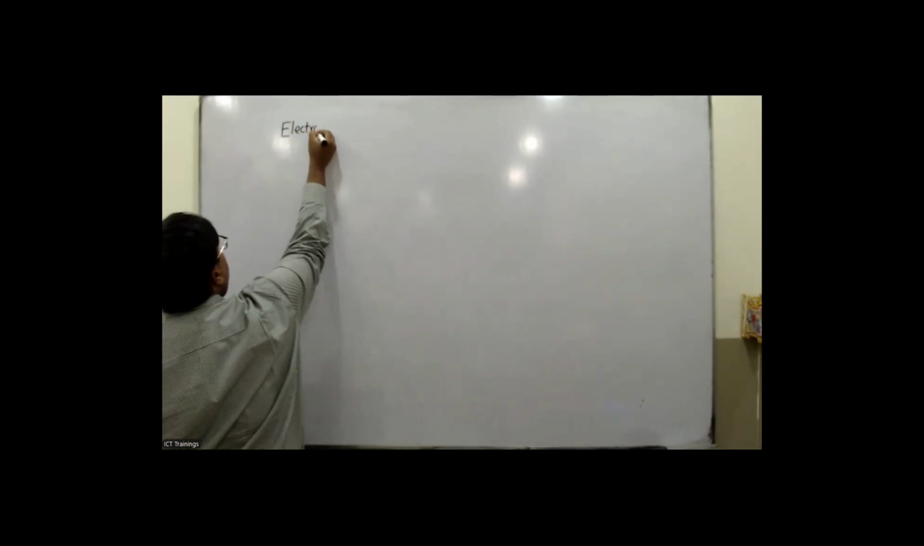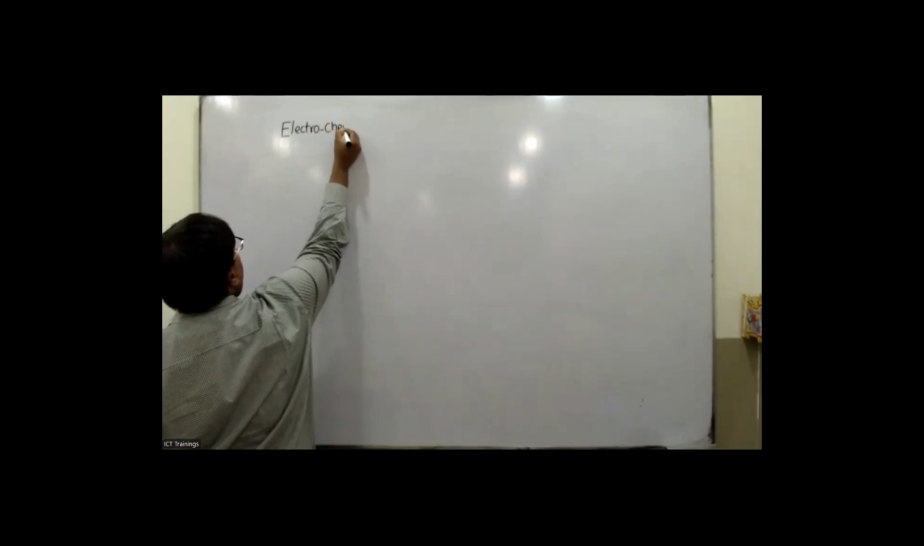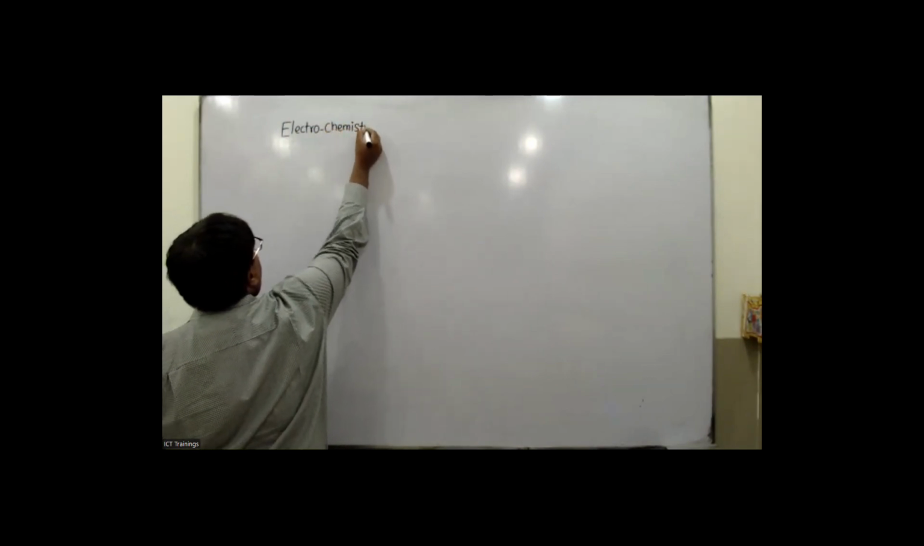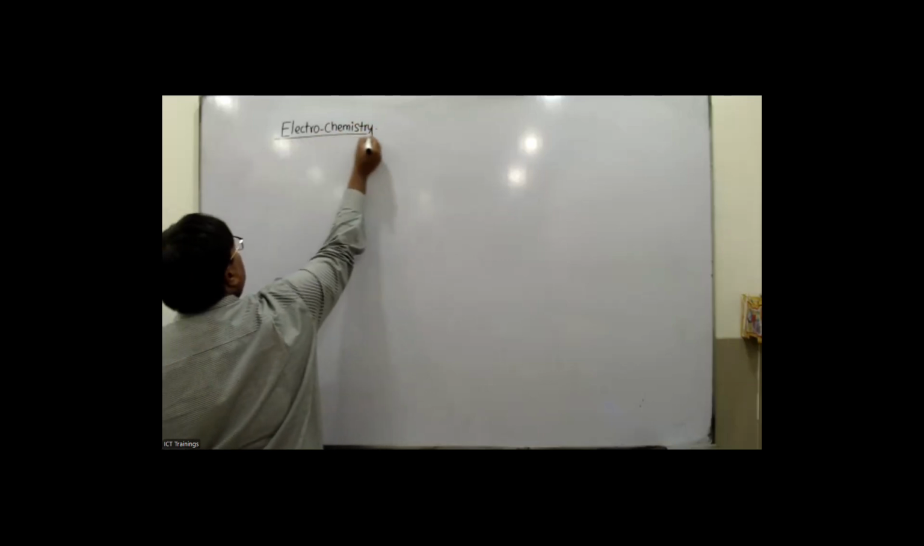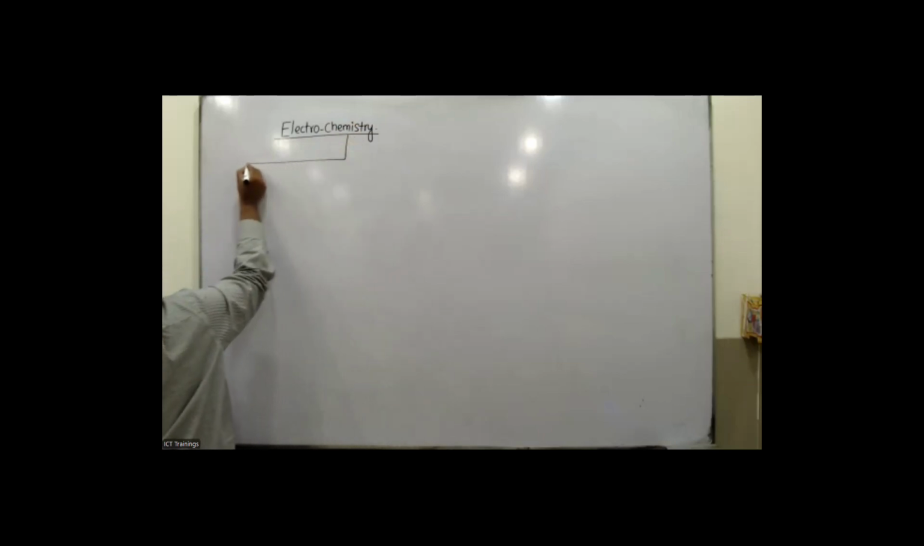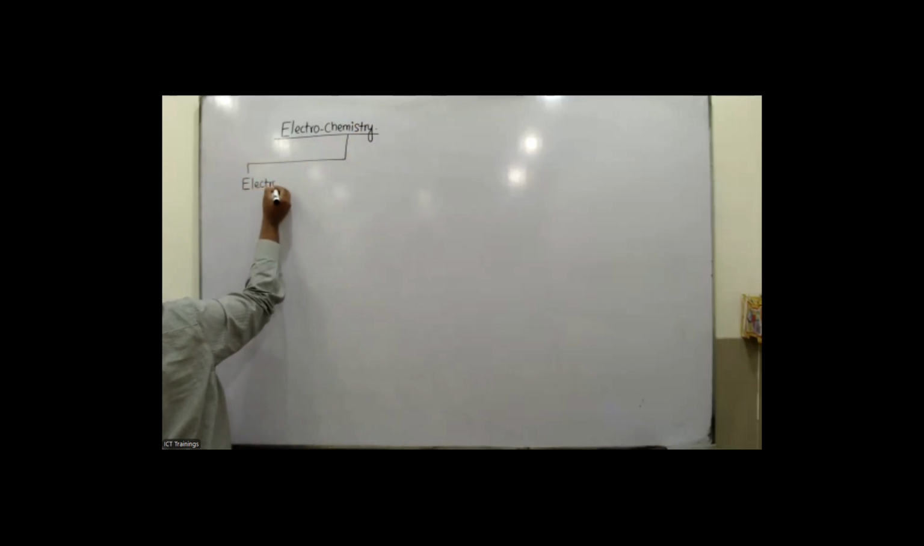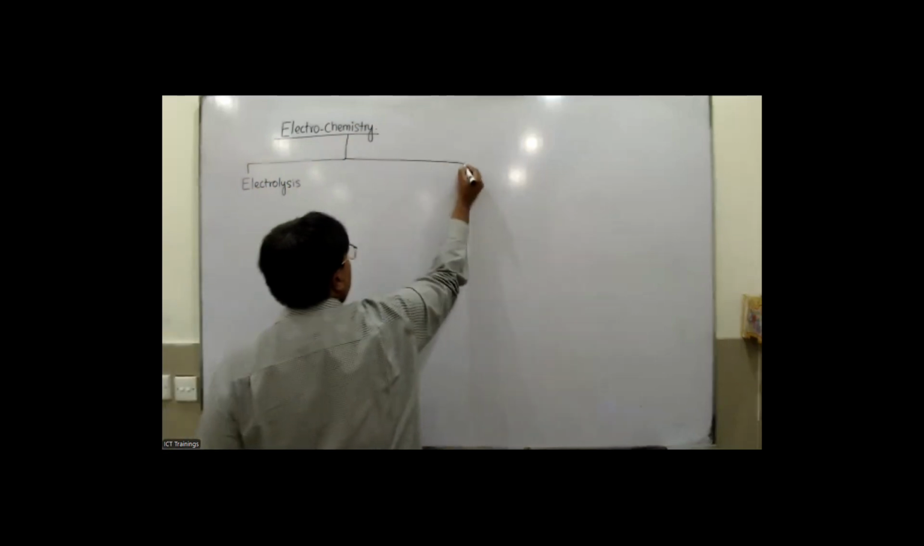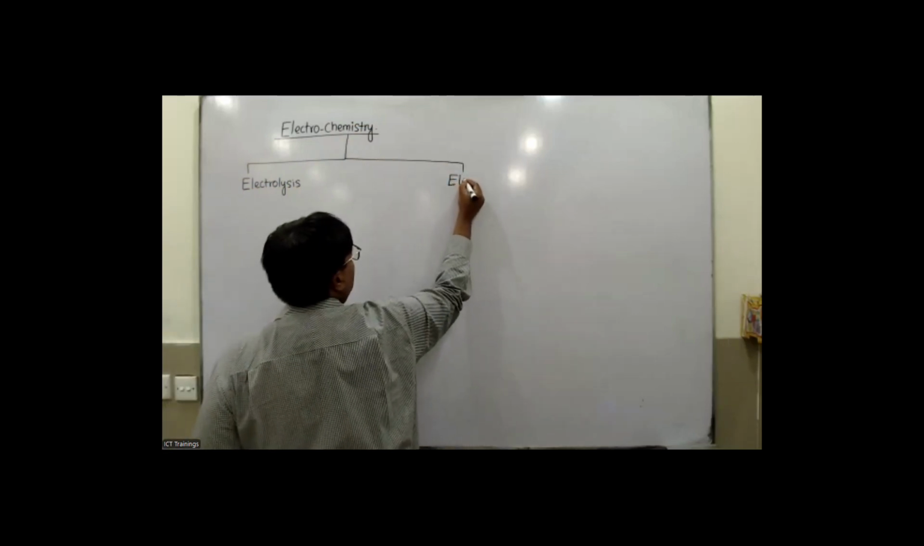Now we are going to start with the next chapter today, that is electrochemistry. Electrochemistry, my dear, has two parts. The first part is called electrolysis. And the second part of electrochemistry is called the electrochemical cell.